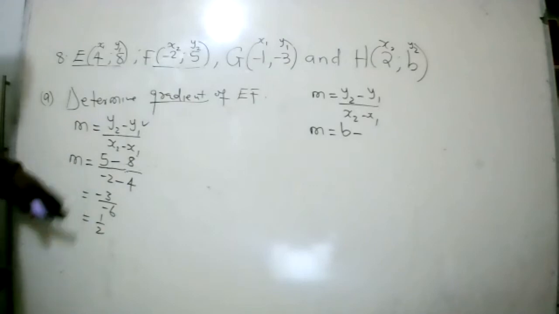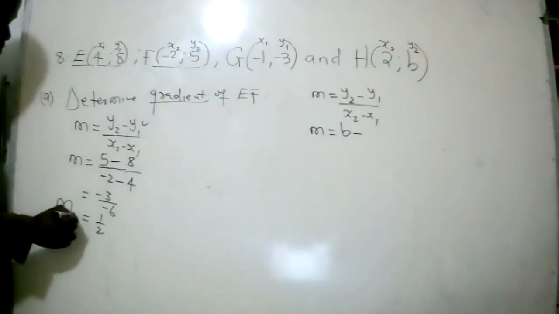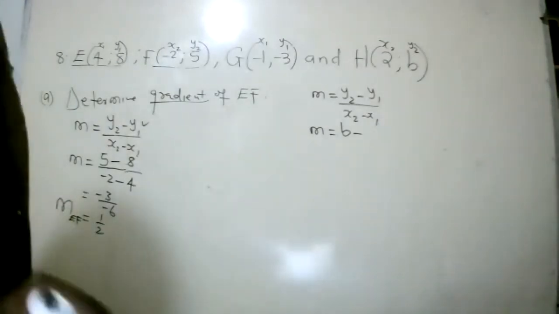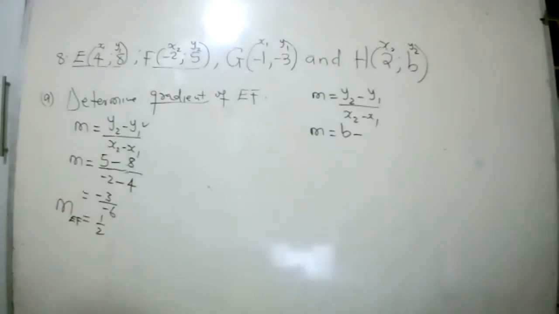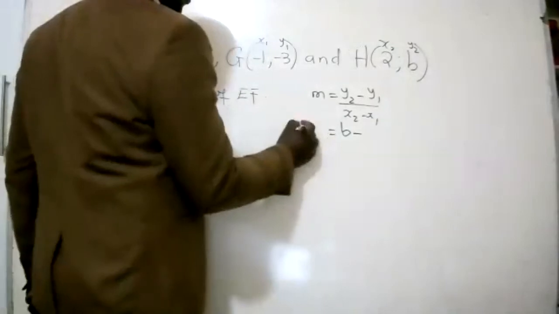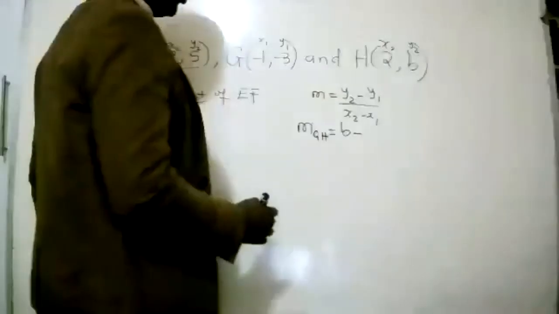So we are now having a gradient of EF, you can write it like this. It's allowed to write your gradient in that form. So let's do the same on the second one. So we're going to have M, the gradient of GH.